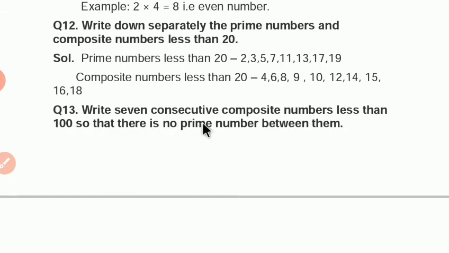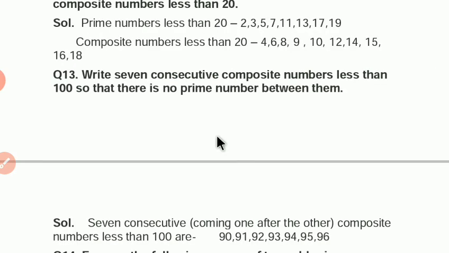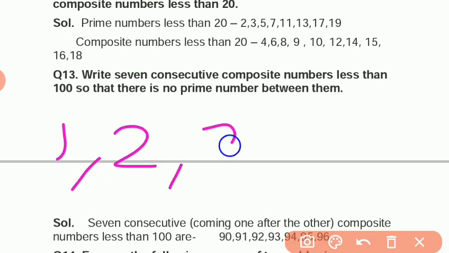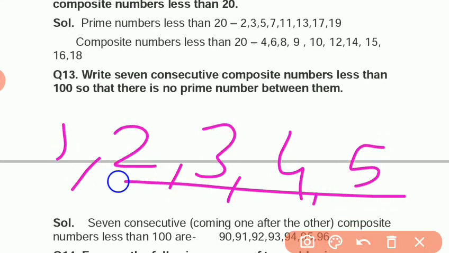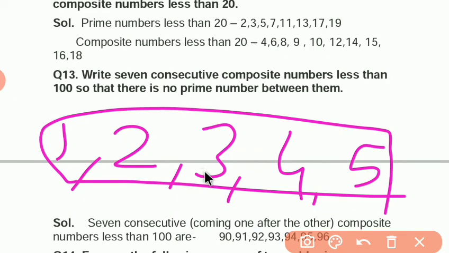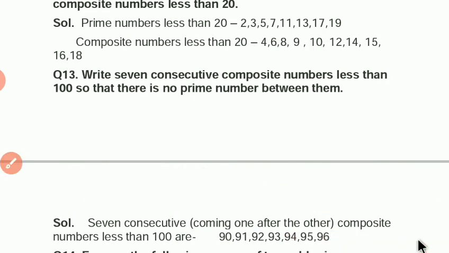Now question number 13. Write 7 consecutive composite numbers less than 100 so that there is no prime number between them. Consecutive means the numbers coming one after the other. For example, after 1, which number is coming? 2, then 3, 4, 5. So these numbers are known as 5 consecutive numbers. So 7 consecutive composite numbers means one after the other, all the numbers should be composite only, and there should be no prime number between them.